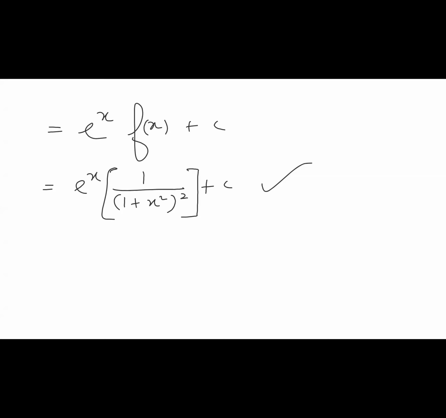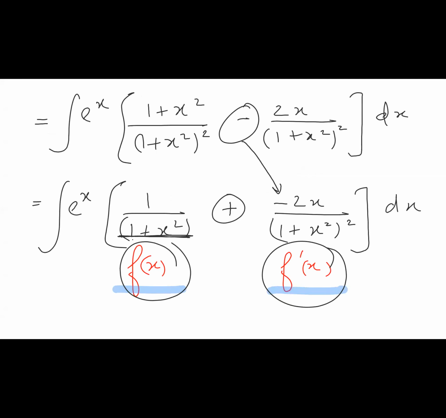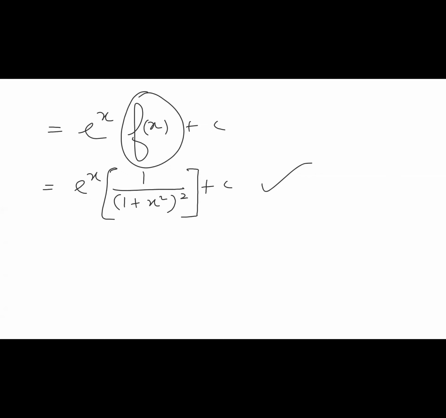Okay. As rightly pointed out by someone, f of x is 1 upon 1 plus x square. So by mistake, I had put a square over here. So it should be 1 upon 1 plus x square.